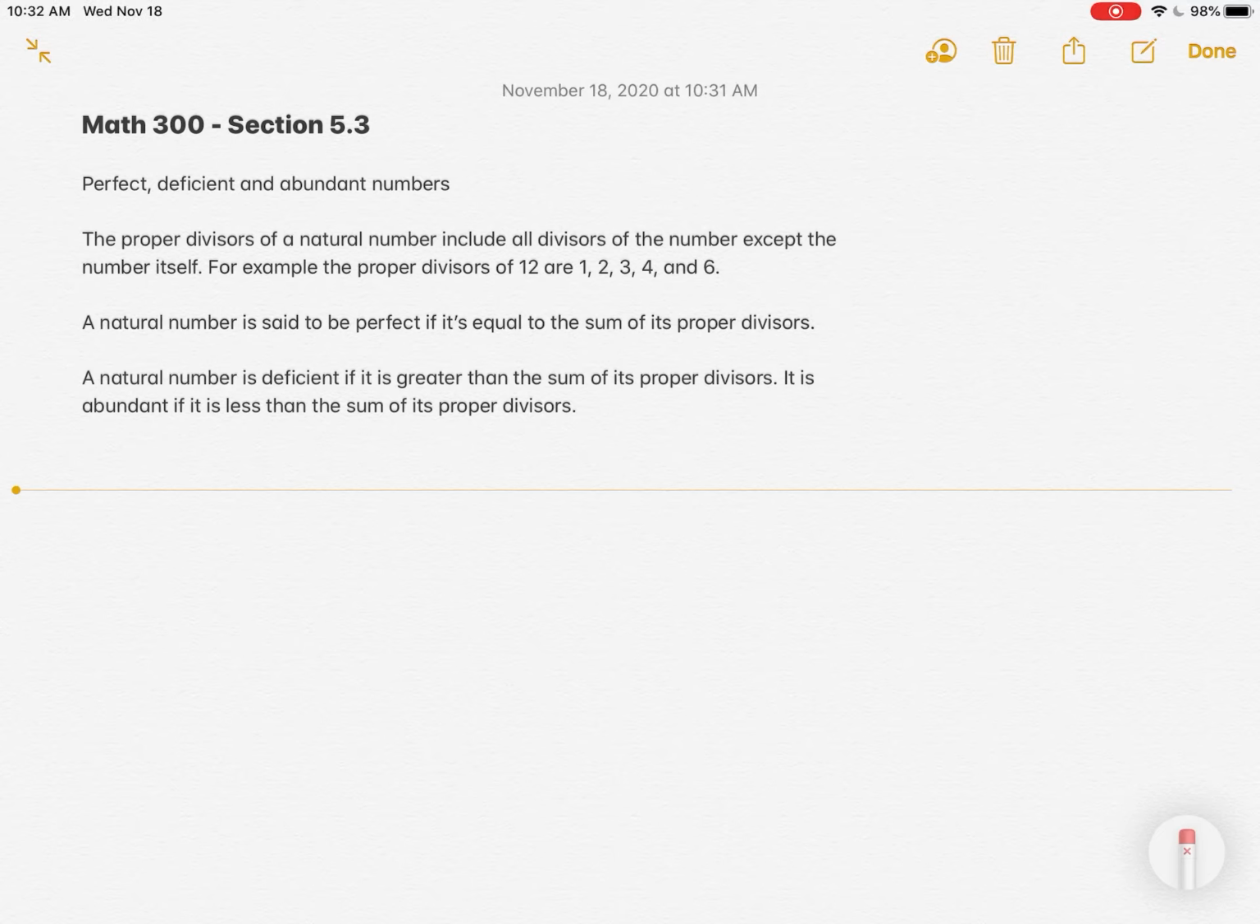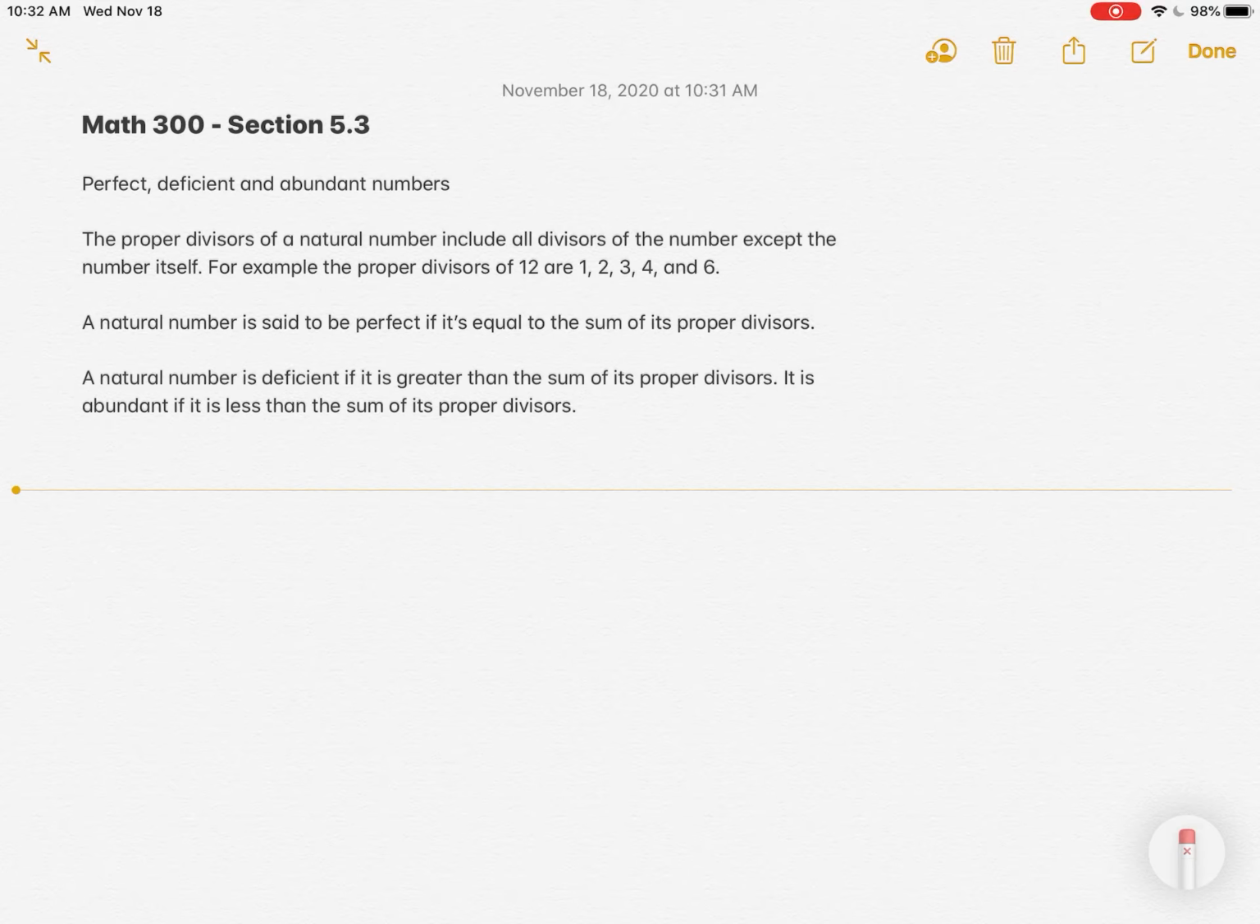The proper divisors for a natural number include all the divisors of the number except the number itself. So for example, the proper divisors of 12. 12 is divisible by 1, 2, 3, 4, and 6. Now it's also divisible by 12, but we don't include that number itself. A natural number is like a counting number, so anything that starts at 1 and goes up. A natural number is said to be perfect if it's equal to the sum of its proper divisors.